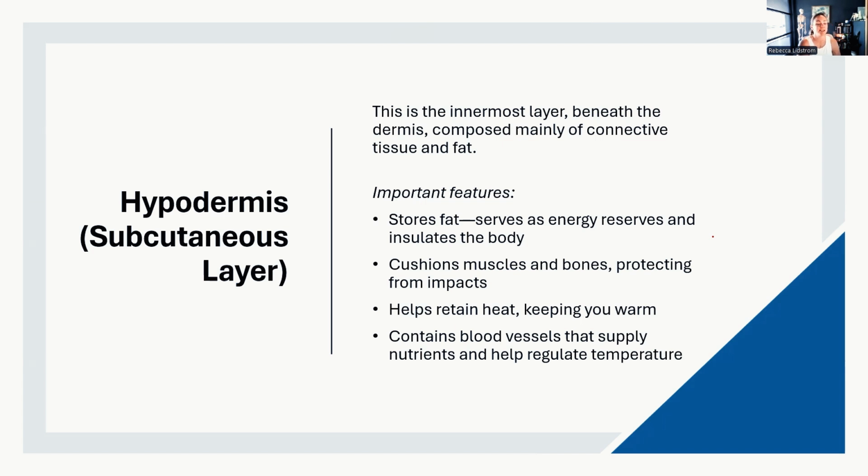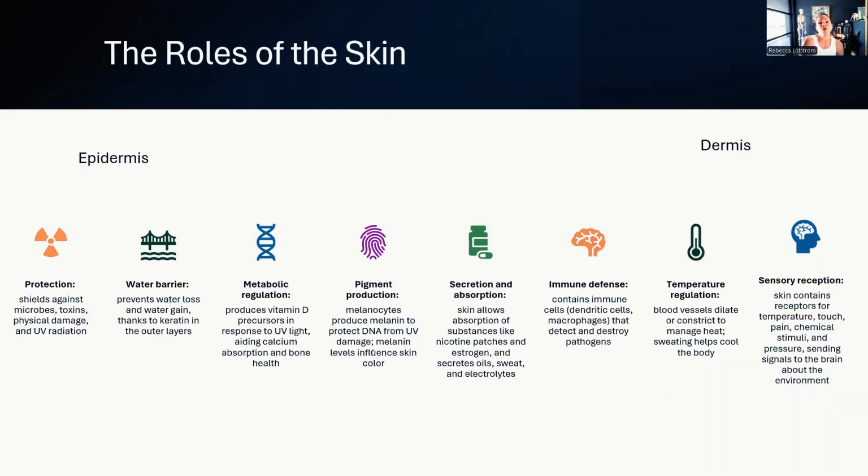Now, retaining heat and keeping us warm is a good role for homeostasis of the hypodermal layer and that fat. But also within the hypodermis, we do have vasculature that supplies all the nutrients and helps regulate body temperature by either vasodilating or vasoconstricting. Vasodilating means that those blood vessels are dilating or getting larger, and vasoconstricting is where we are closing off and getting smaller vasculature. All right, so here again are the overall roles of the skin.